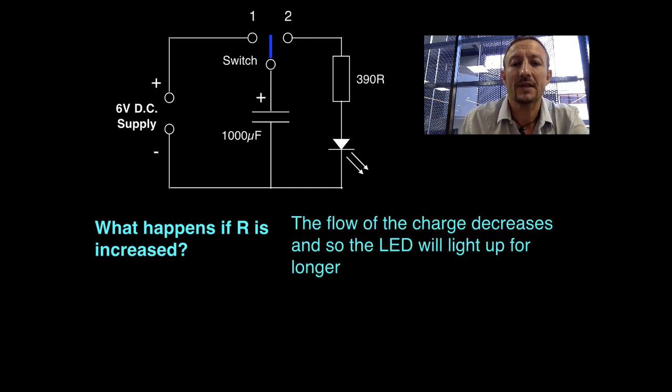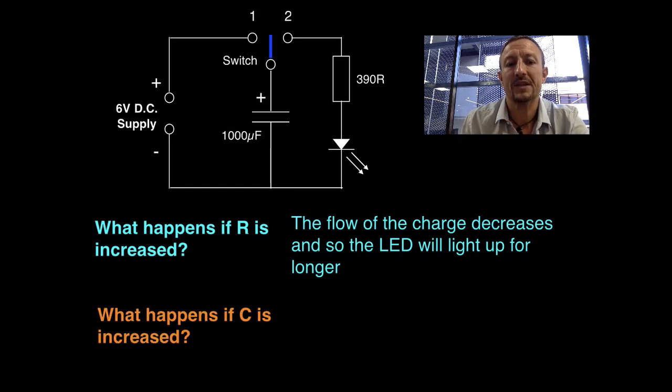Now if we increase the resistor, the flow of charge will decrease because it's slower to get through, and so the LED will light up for longer. It's like going back to our water barrel scenario, where instead of having a large hole, we make a very, very small hole. By making a small hole, the charge will still flow out, but at a slower rate, which means it will take longer for that charge to dissipate away.